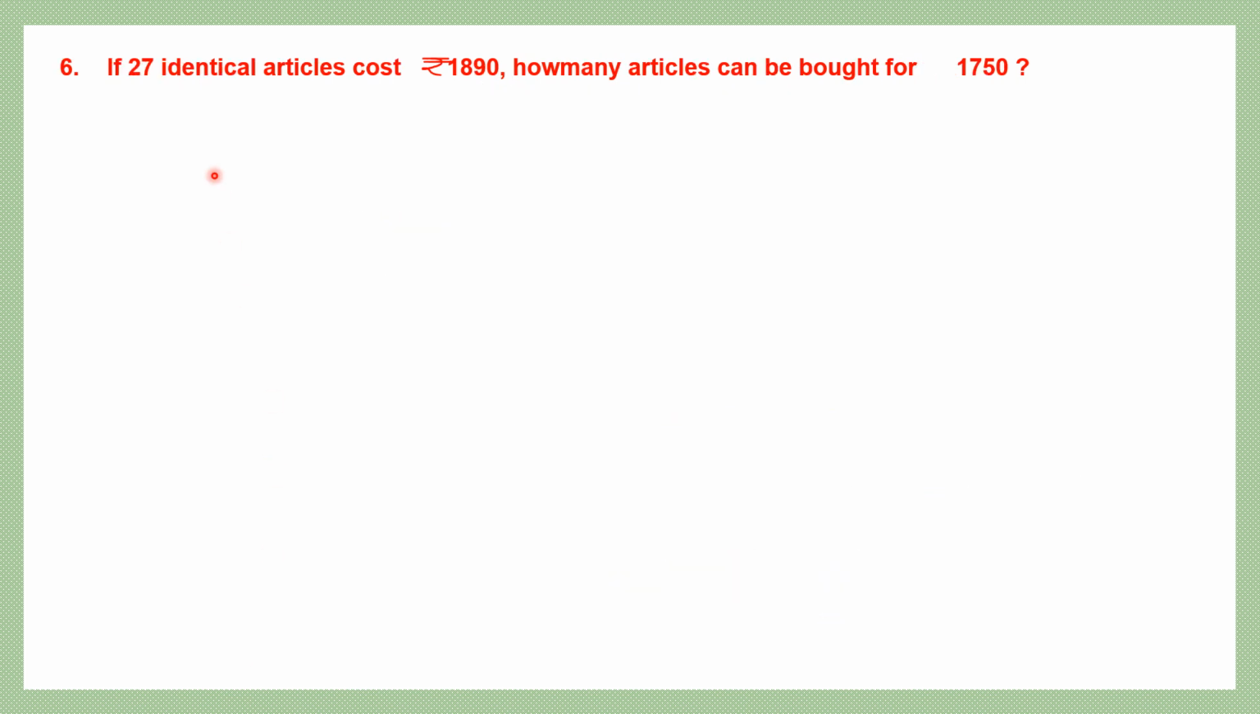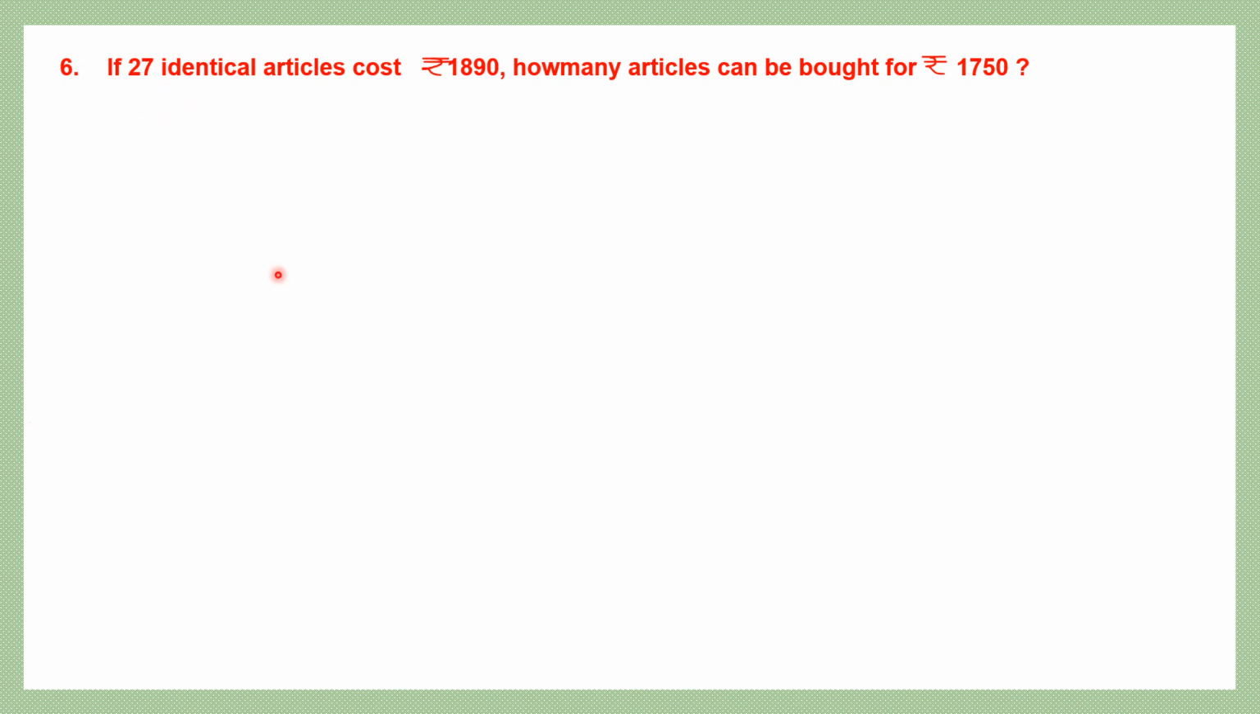Question 6. If 27 identical articles cost 1890 rupees, how many articles can be bought for 1750 rupees? Okay, so when we had 1890 rupees, we could get 27 articles. Now the amount has reduced. From here, it has now become 1750. That means the number of articles also will reduce, isn't it? So again, this is direct variation.